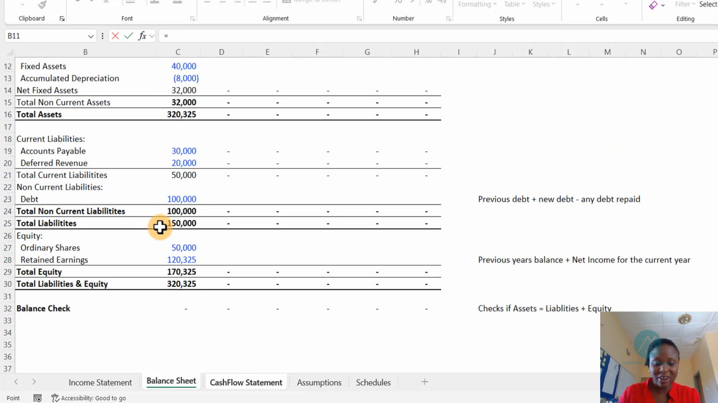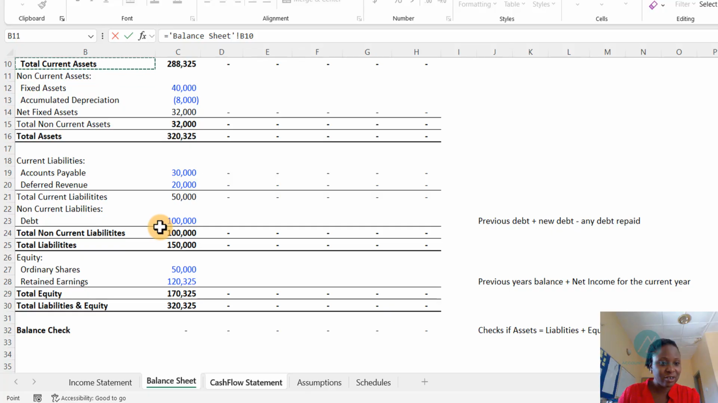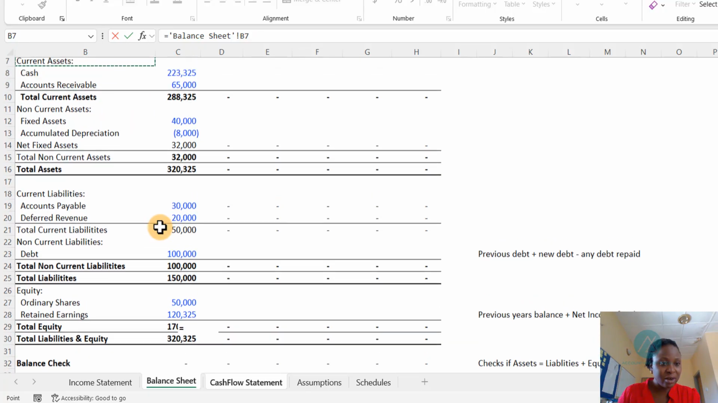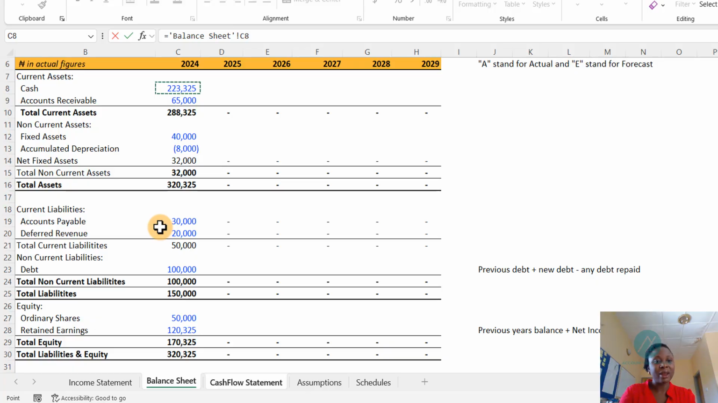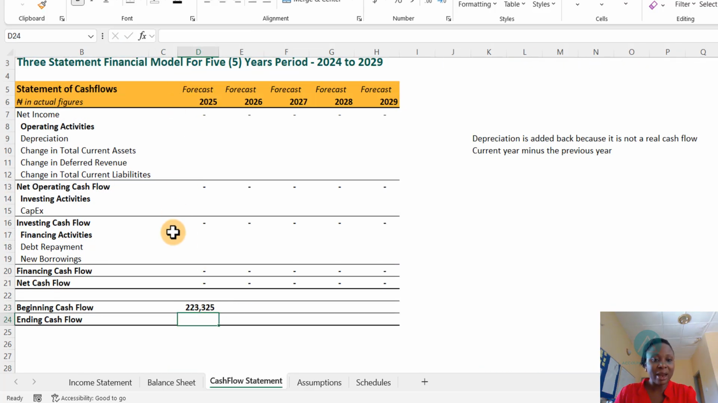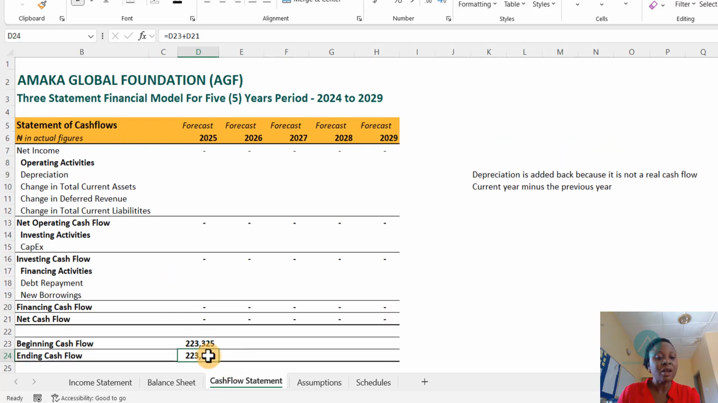So we need the cash here. I think it's under current assets. This is the closing balance for cash, because it's cash we are trying to link from the cash flow statement into the balance sheet. We already have the closing balance for cash 2024, so we use it as the opening balance for 2025. To get the ending balance, we take this cell plus the net cash flow, right? That is how we get the closing balance.